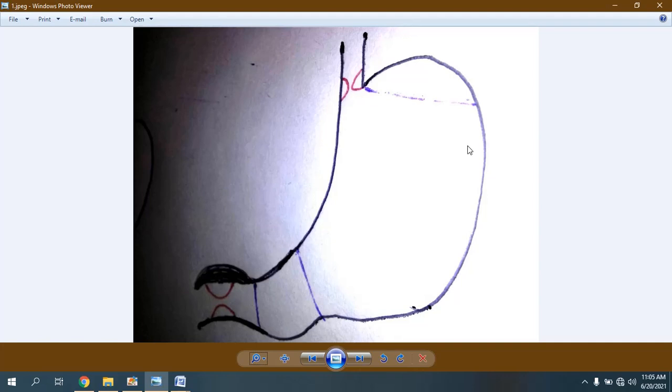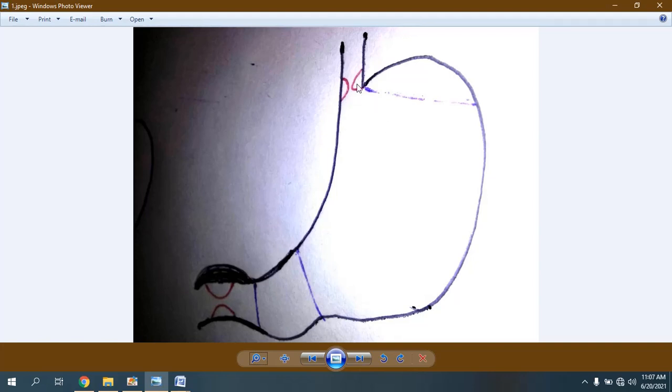Stomach is present in between the esophagus and the duodenum of the gastrointestinal tract. You can say that the stomach is located in between the esophagus and the small intestine. The sphincter which is present in between the esophagus and the stomach is called lower esophageal sphincter. You can also call it the cardiac sphincter. This is called the cardiac sphincter because this is located near the heart.